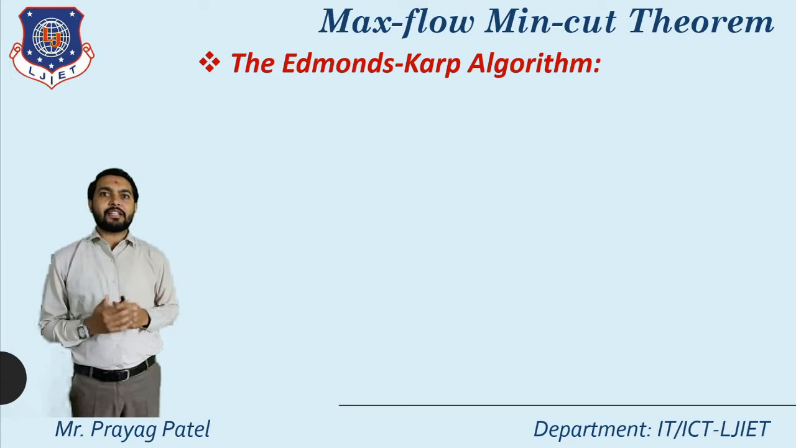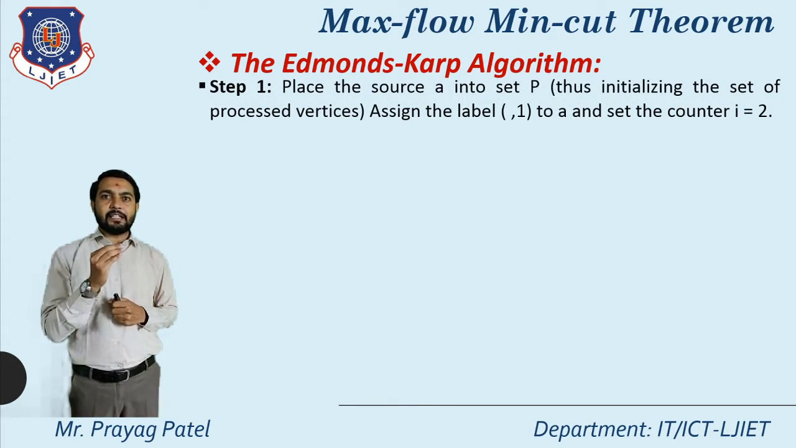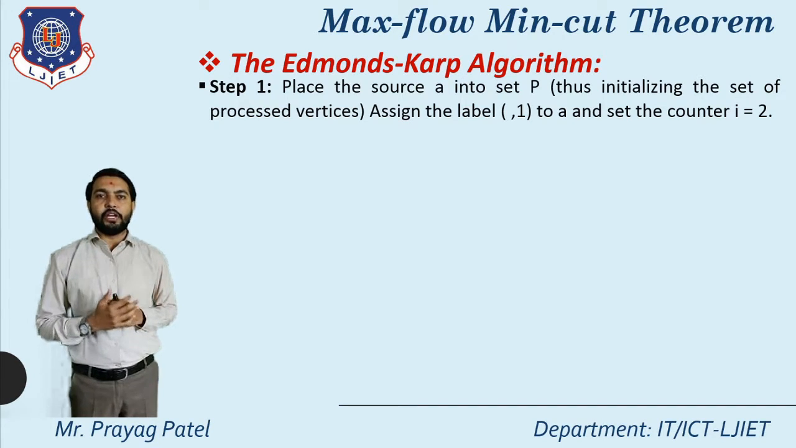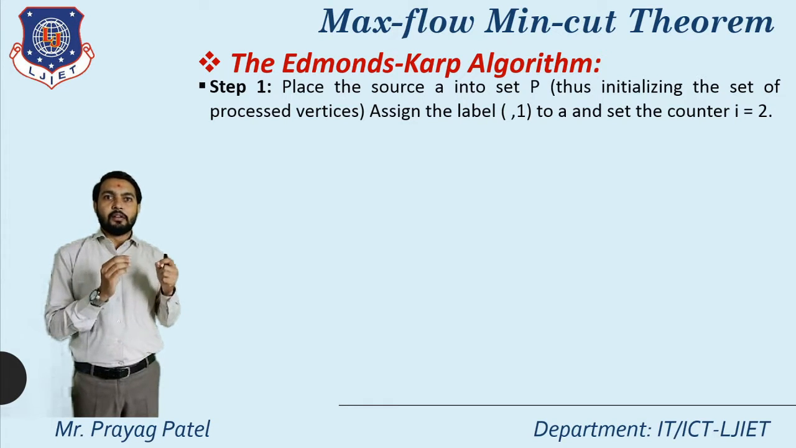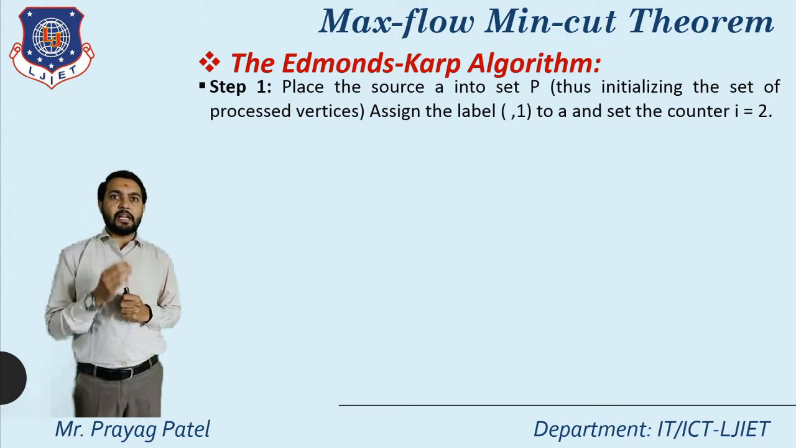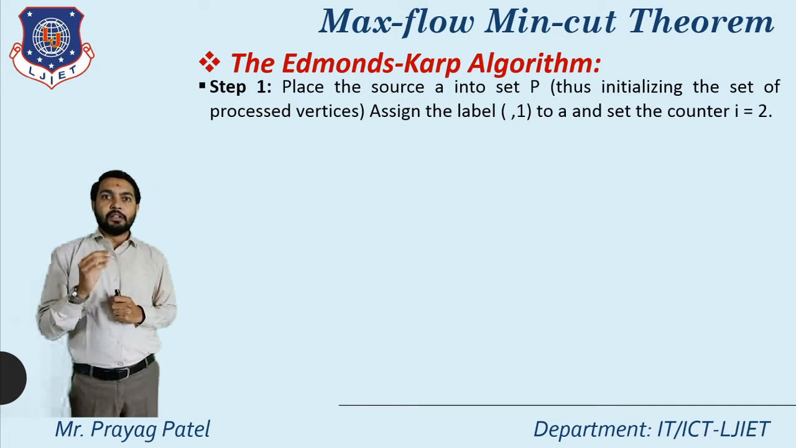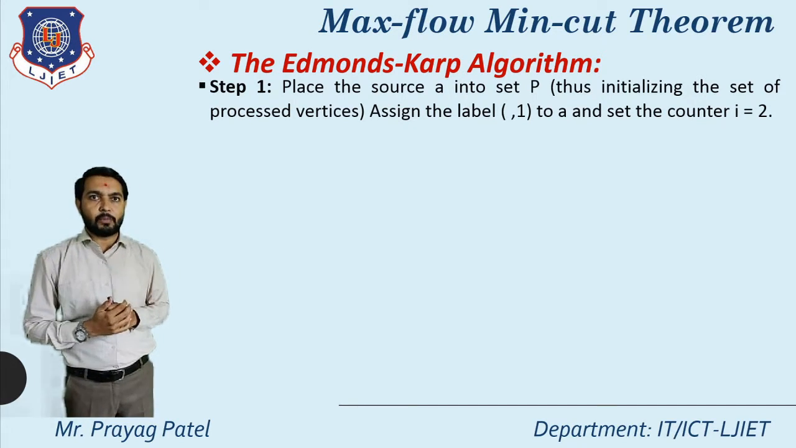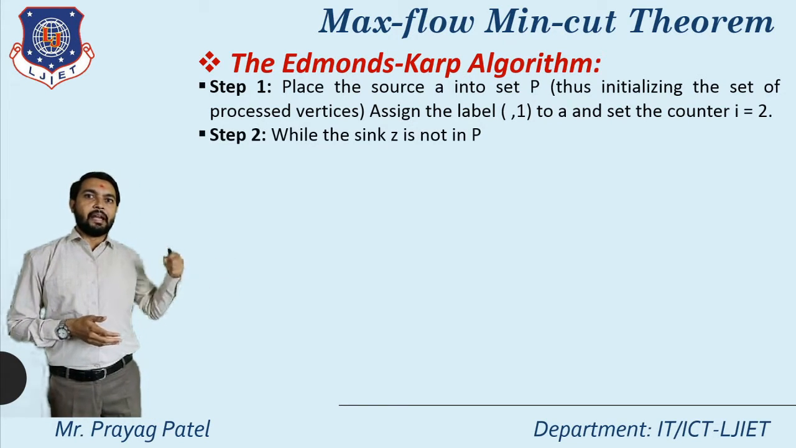Now, for understanding the max-flow min-cut theorem, we use this algorithm. The name of the algorithm is the Edmonds-Karp Algorithm. The first step of this algorithm is to place the source node A into the set P. So initially, set P has one node, the source node A. Assign it the label blank, 1. That means the source node A is labeled blank 1: the parent of the source node is nothing, and 1 is its sequence number. Now set the counter I equal to 2 for the next node.